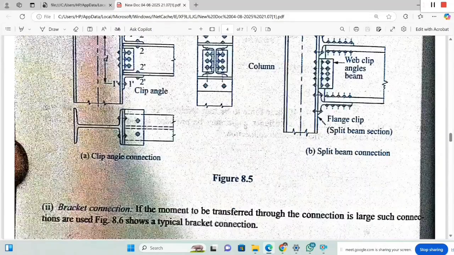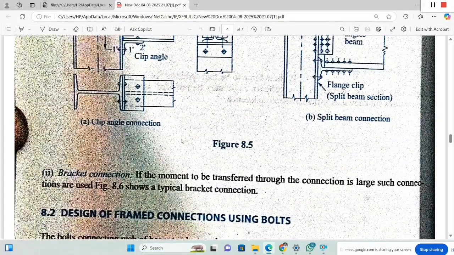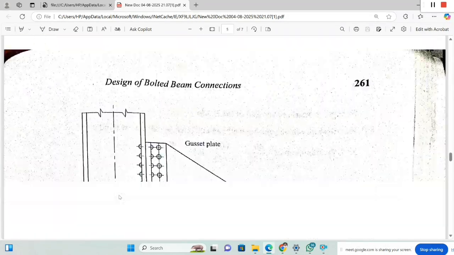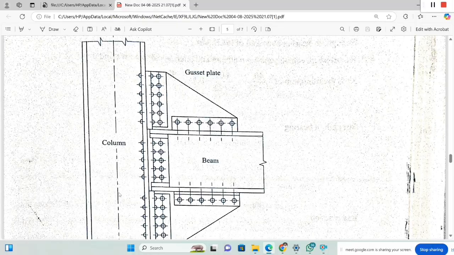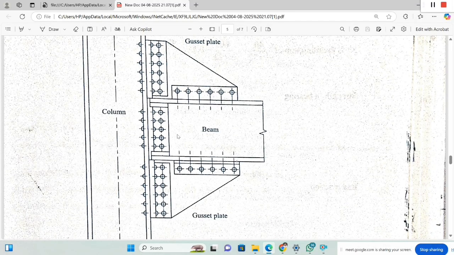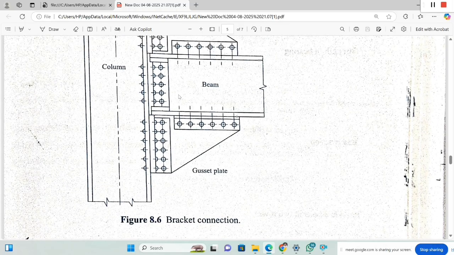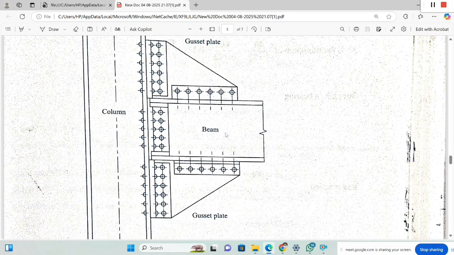The second category in this one is the bracket connection, shown in figure 8.6. So if you observe this, the shear force is more and moment is more, so we will consider a gusset plate. A triangular shaped plate is provided. So only the sectional side elevation is there. This is the beam and this is the column. So a triangular plate is provided here, that is known as the gusset plate.